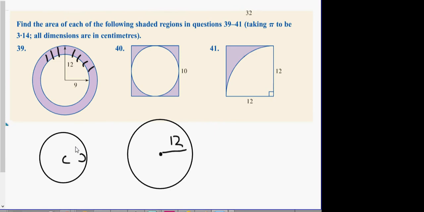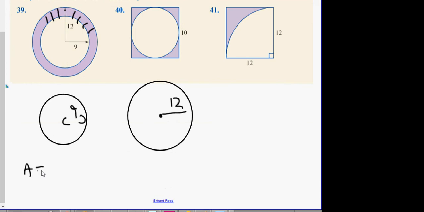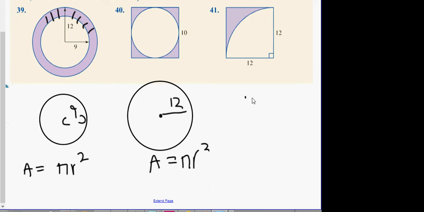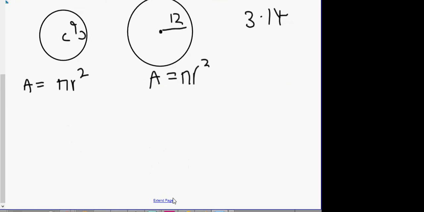Joseph, what is the area of a circle? Pi R squared is the formula for the area of a circle. You gave me the angle in the circle, which is 360 degrees. Now, pi is 3.14, and that's what I want you to use. So Joey, how do we get the area of the circle of radius 9?